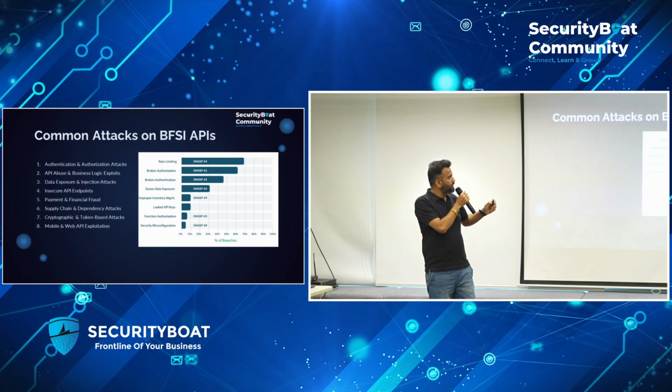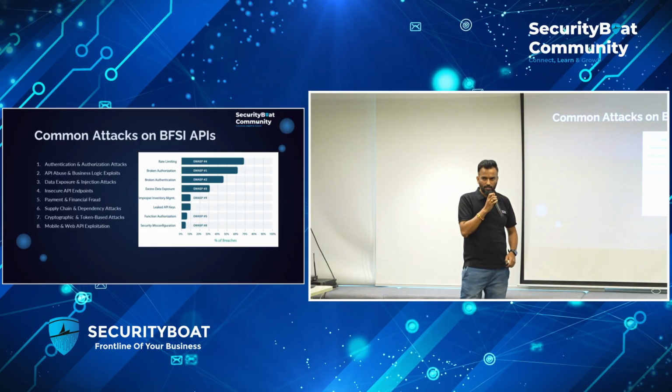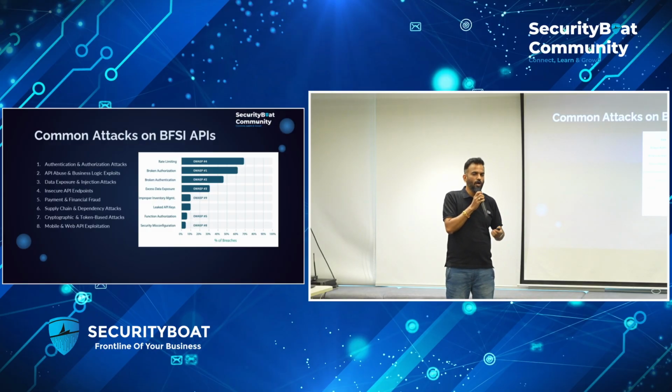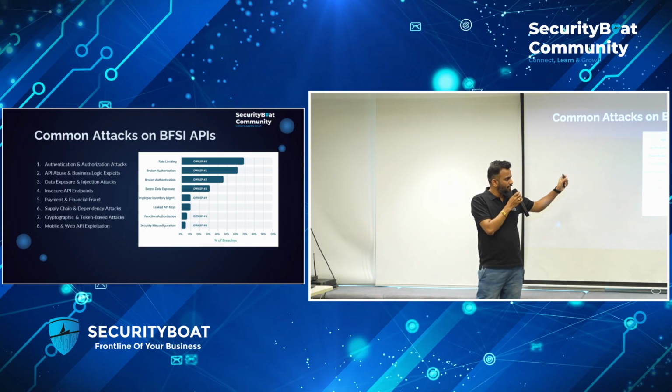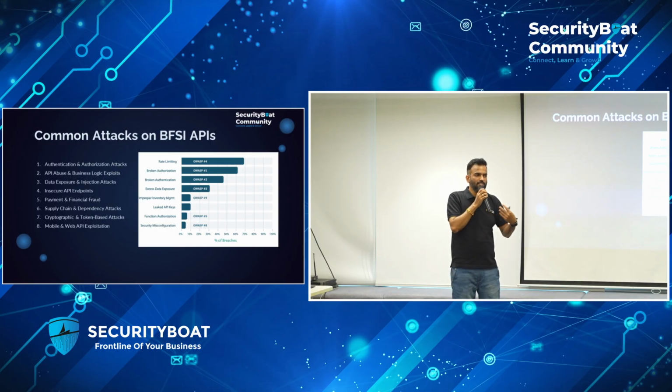Now related to the common attacks on BFSI APIs, rate limiting is the top one, because that's the crucial part where sometimes people forget to do it, or they do it but not properly. Even though in OWASP it is the fourth number, in BFSI it's a major category because people start doing DDoS attacks and resource consumption attacks on your APIs, so that they can leverage that attack to do further damage, maybe ransomware or something like that.